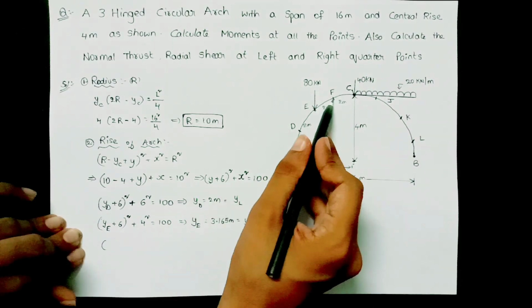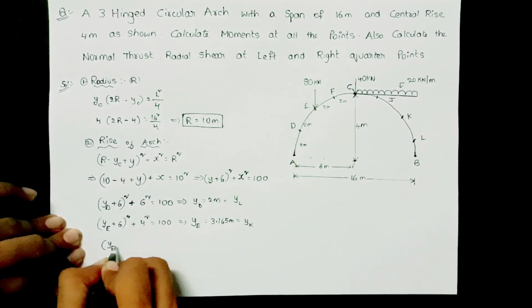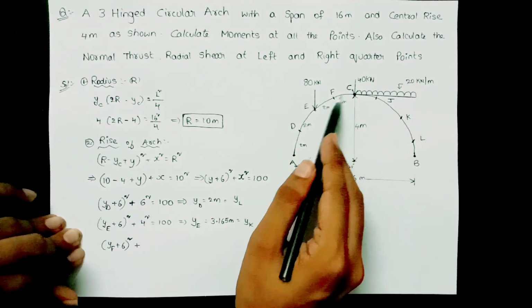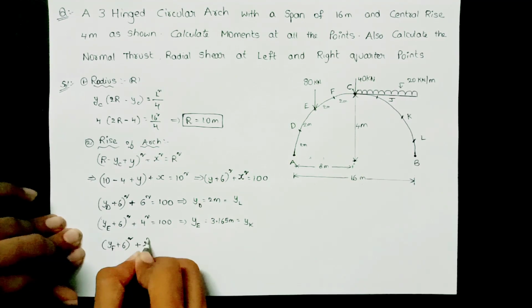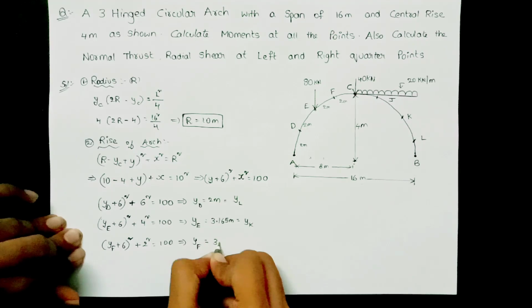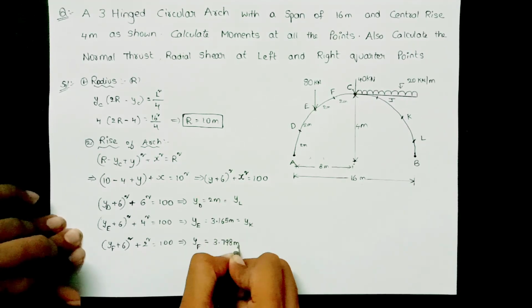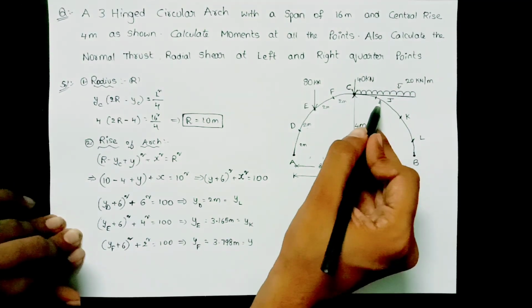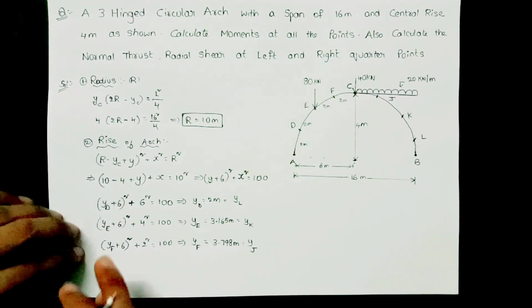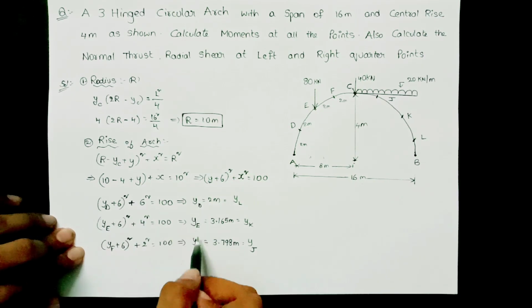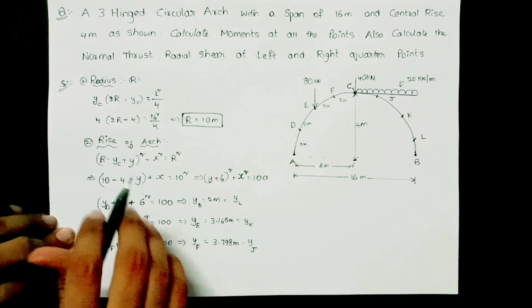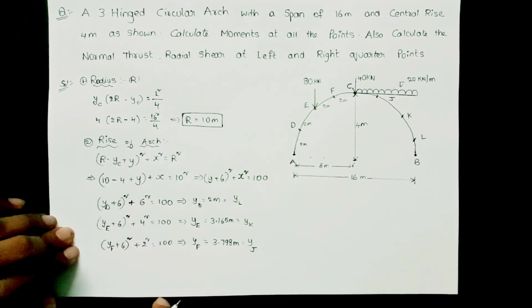Now after E, (yF plus 6) whole square plus, the distance from the center of the arch to F is 2 meters, so 2 square equal to 100. On simplifying, you will get yF equal to 3.798 meters, which is also equal to yJ, this is point J. So now we have calculated the rise at D, E, F, J, K, L. We have calculated all the rises at various points in the arch.